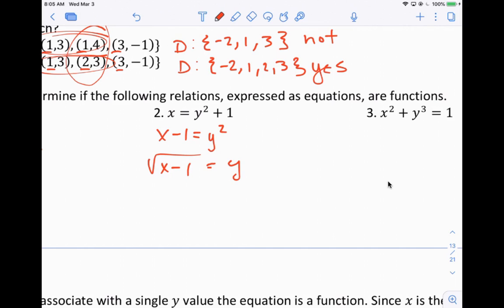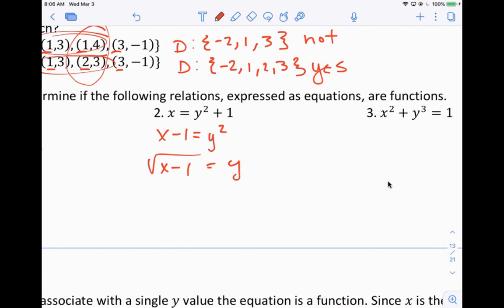So if we're looking at our independent variable here, is there anything we could plug in and get two different answers? Actually, yes, we could. If you remember, there's a unique aspect to a square root. There's a lot of numbers that do not exist, right?